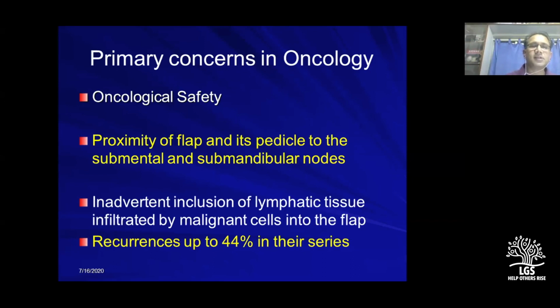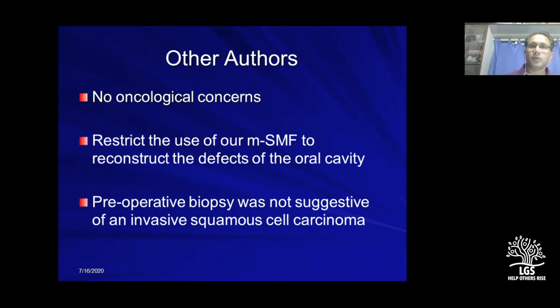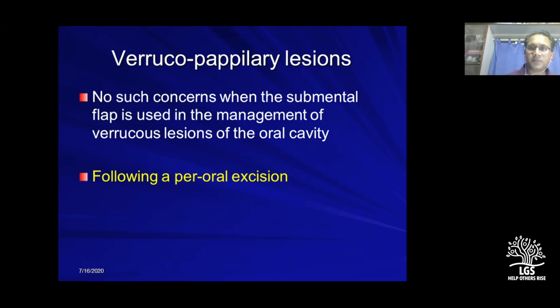And in some series, there have been recurrences in the range of around 44%. But no major concerns have been reported by many other authors also, who said that you could tend to use these flaps without any oncological compromise. But we are talking about verruco-papillary lesions, and as I said, a great vast majority of them could be primary cancers or could not be primary cancers as well.